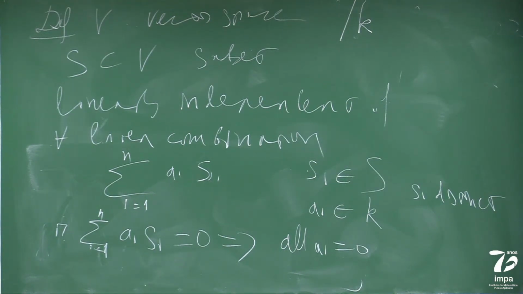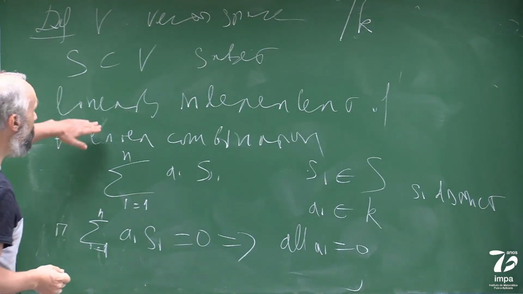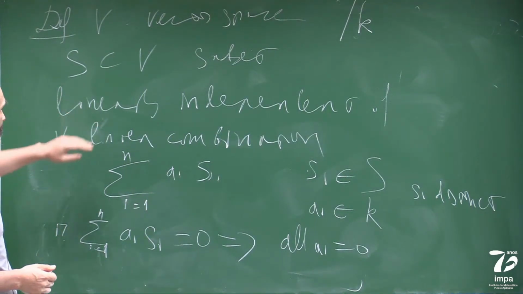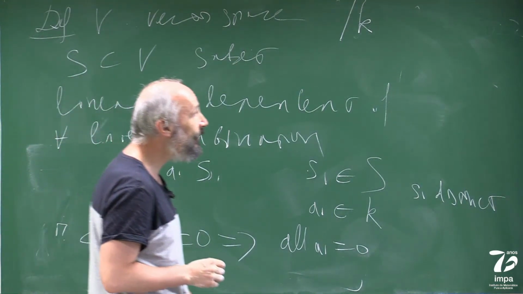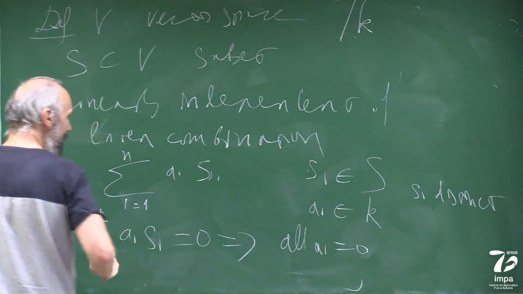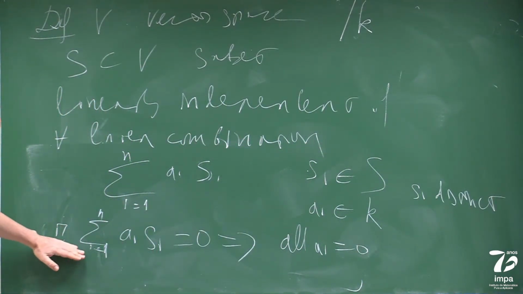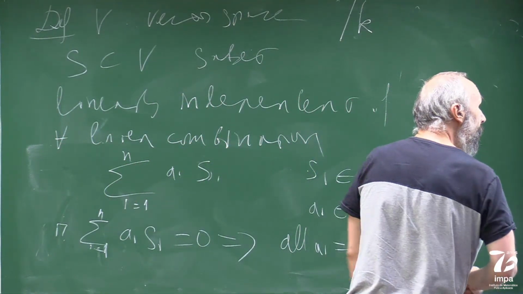Now, the s_i should be not only distinct but linearly independent. Yeah, this is the definition of linear independent. No, it's a legitimate question. So this is the definition of a linearly independent set: if when all these sums are 0, then all a_i are 0. Okay.